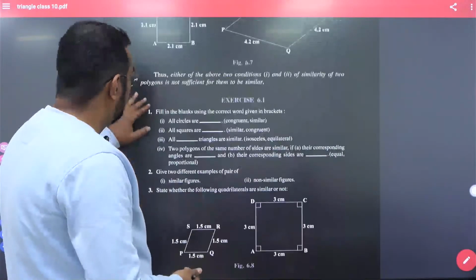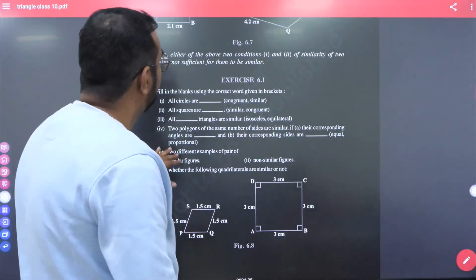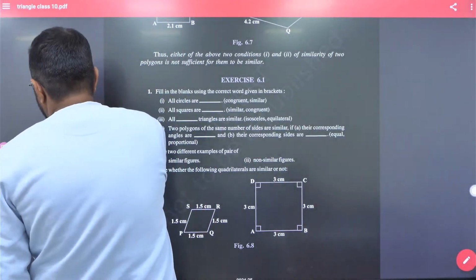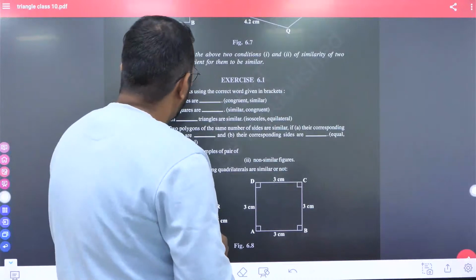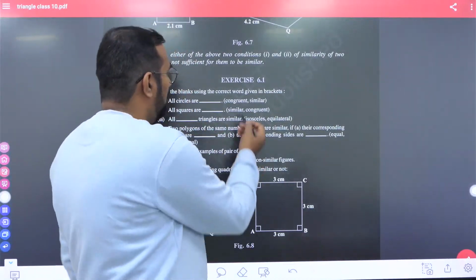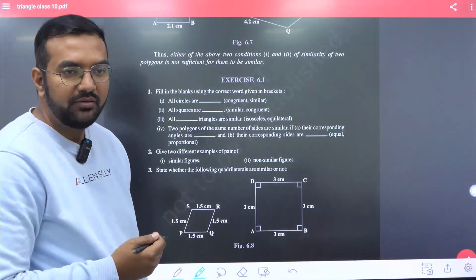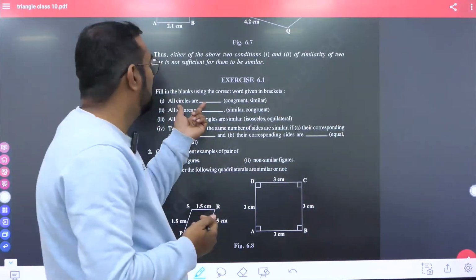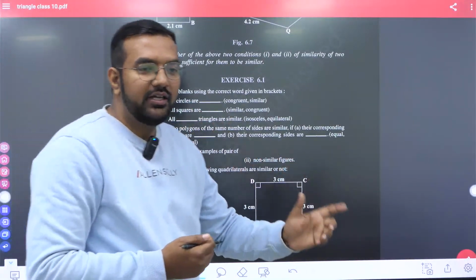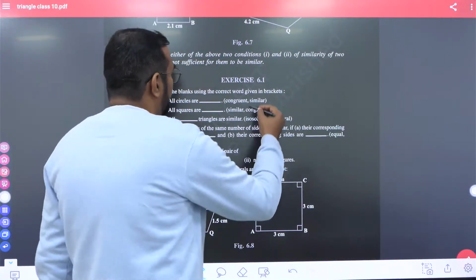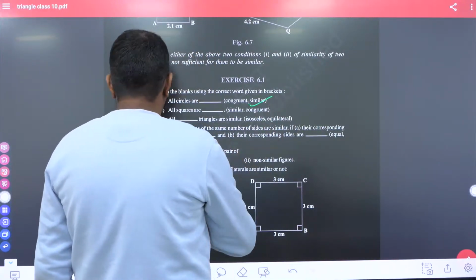Let's move to the exercises. Fill in the blanks. All circles are congruent or similar? Similar. Not congruent, because two circles are congruent only if their radii are equal. They are always similar.